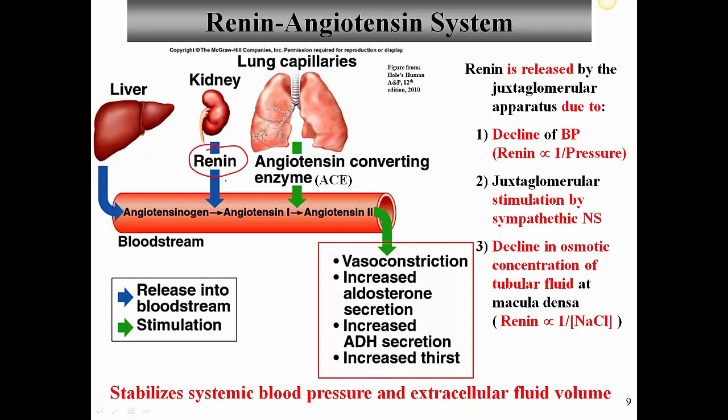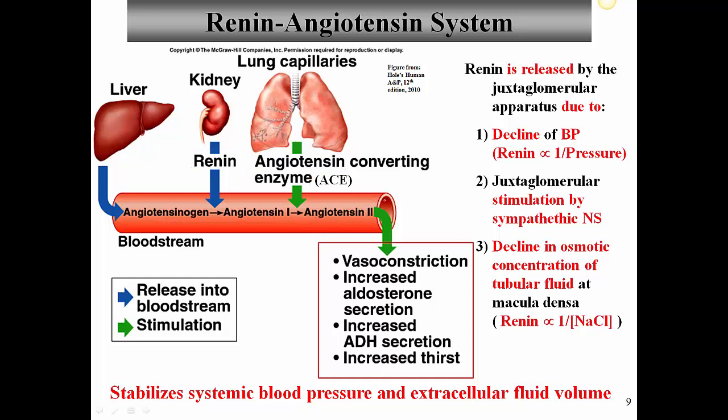Renin is an enzyme. And what renin does is act on a precursor molecule in the blood that's made by the liver called angiotensinogen. This converts angiotensinogen into angiotensin 1, which is an inactive form. And then in the lung capillaries, for the most part, we have another enzyme called angiotensin converting enzyme that will convert angiotensin 1 to angiotensin 2. So angiotensin 2 is actually the active portion of this whole sequence of events.